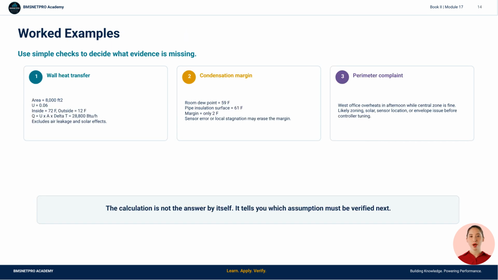These examples show how to use simple checks. A wall heat transfer estimate gives a starting number, but it excludes air leakage and solar effects. A pipe surface 2 degrees above room dew point has very little safety margin. A west-facing perimeter complaint may be about solar load and zoning, not controller tuning. The calculation is not the final answer. It helps identify the next evidence to verify.